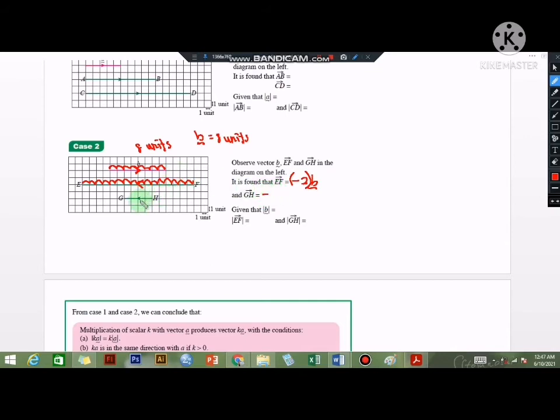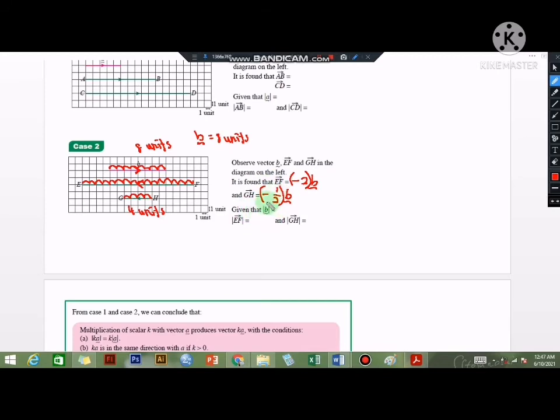Let's look at the number of units for vector GH. 1, 2, 3, 4. There are 4 units. So just now vector B is equal to 8 units, but for vector GH there are only 4 units. So what should you do? It means negative 1/2 vector B. Negative 1/2 vector B. So don't forget, if negative you need to put a bracket. Like this.